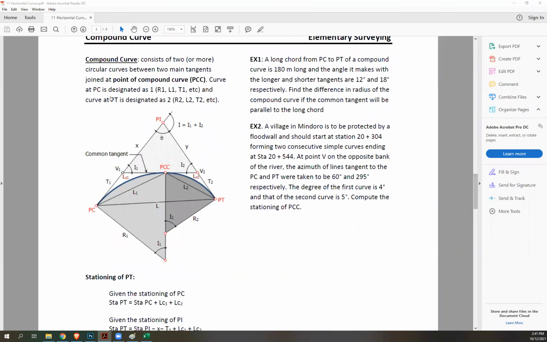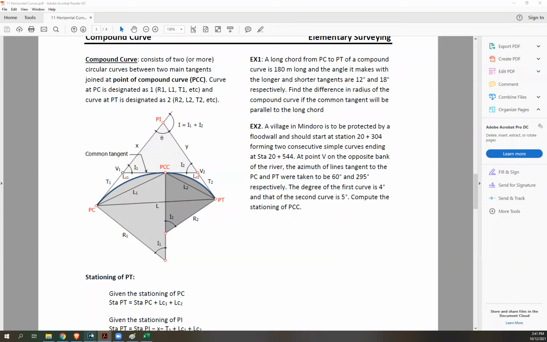Example 1. A long chord from PC to PT of a compound curve is 180 meters long, and the angles it makes to the longer and shorter tangents are 12 and 18 degrees respectively. Find the difference in radius of the compound curve if the common tangent will be parallel to the long chord.